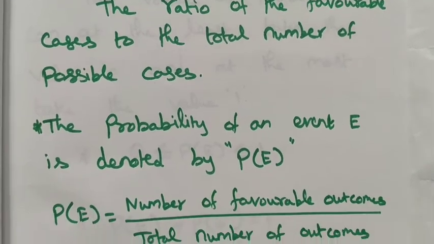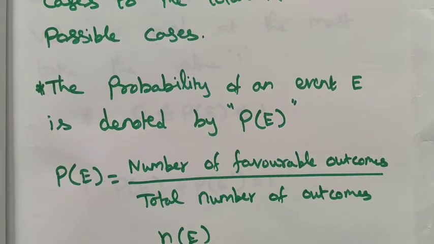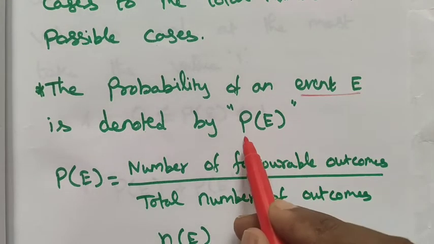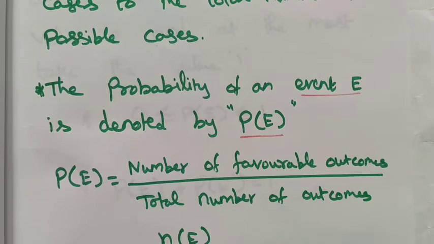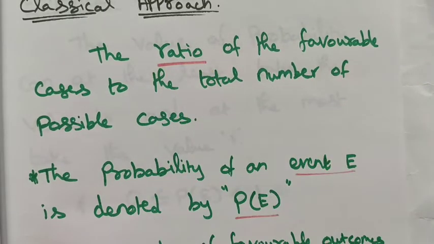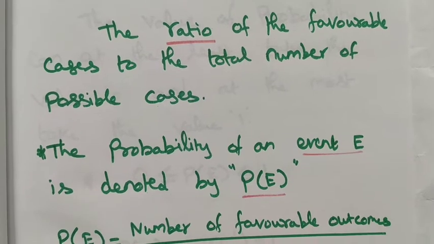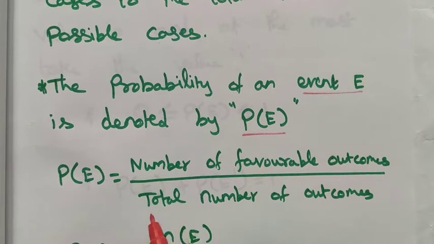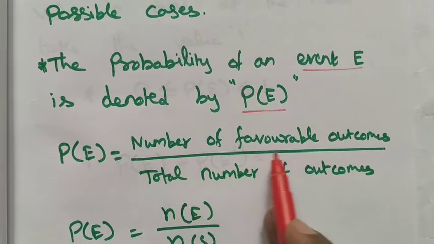The probability of the event E is denoted as P of E, that is, probability of event. The probability of an event is a ratio, the ratio of favorable cases to the total number of possible cases. Ratio means we can write it in division form: the number of favorable outcomes divided by the total number of outcomes.